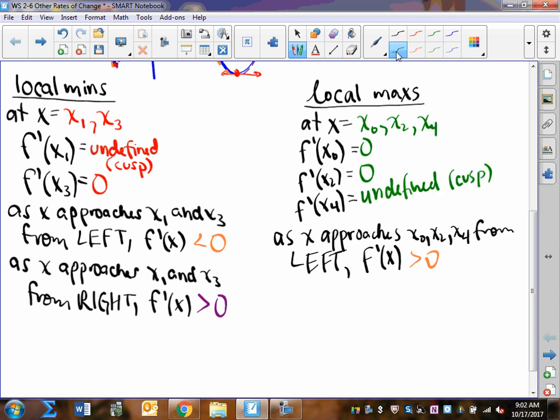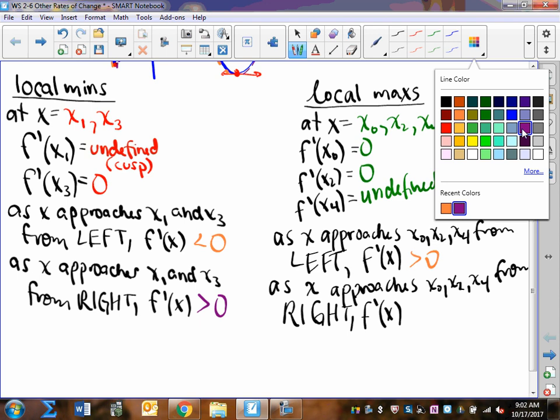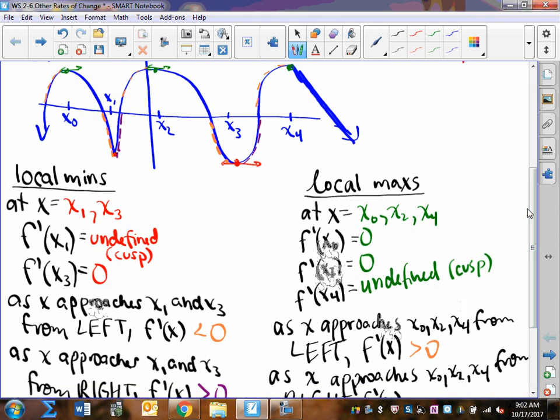And then as we come from the right, as x approaches those values, x sub 2 and x sub 4, from the right, we work my derivative back. As we come from the right side of each of these maxes, what type of slopes are we having? What type of slopes do we have? Negative.